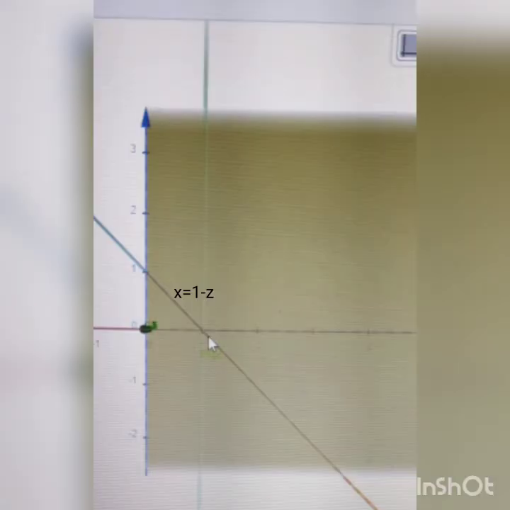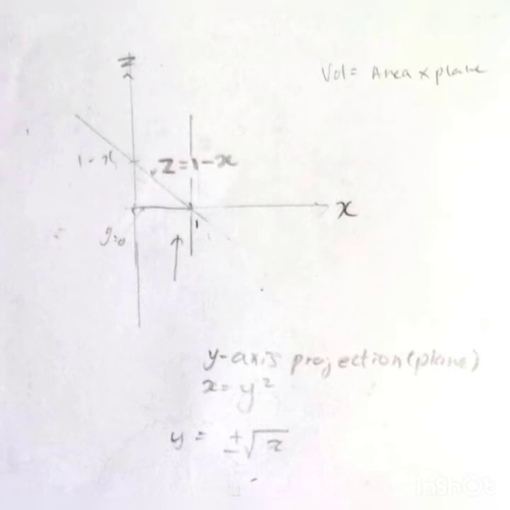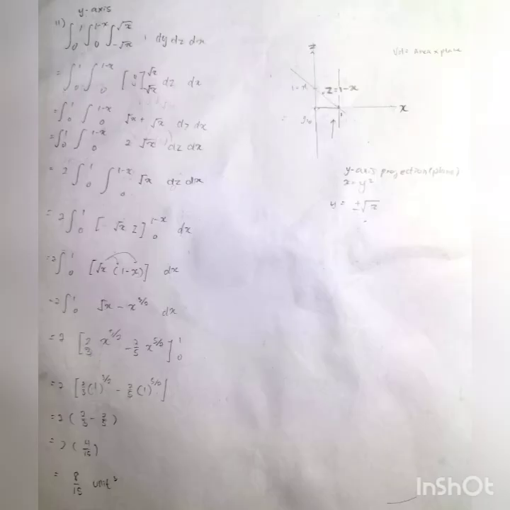After that, we will be calculating the volume from the y-axis. Here, the y-axis will be the plane and the base will be from the x and z axes. The formula for the y-plane will be y equals plus minus square root x. To calculate the area under the graph, which is the base of the object from the y-plane, we will calculate it from bottom to top.